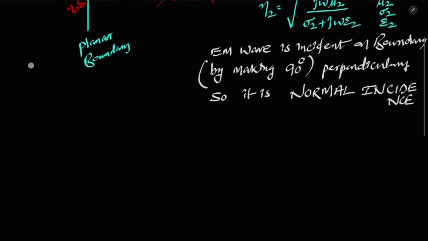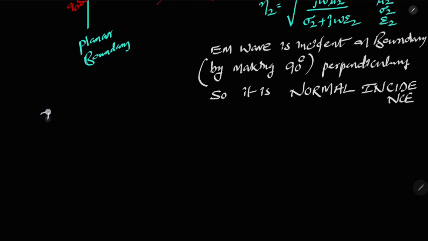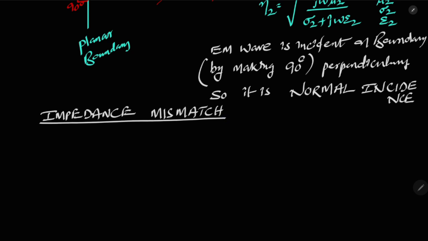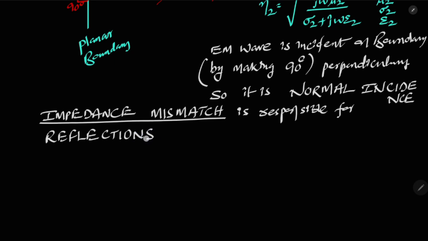In general, the main point is that impedance mismatch is the important term here. Impedance mismatch is responsible for reflections. That is what we need to understand.